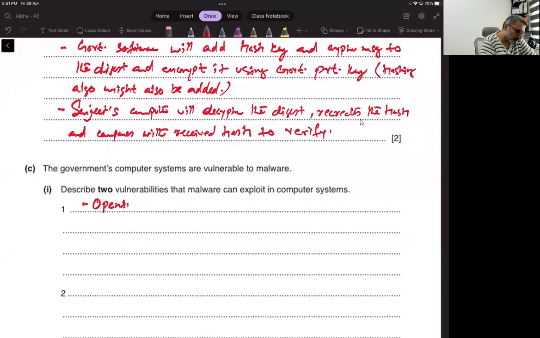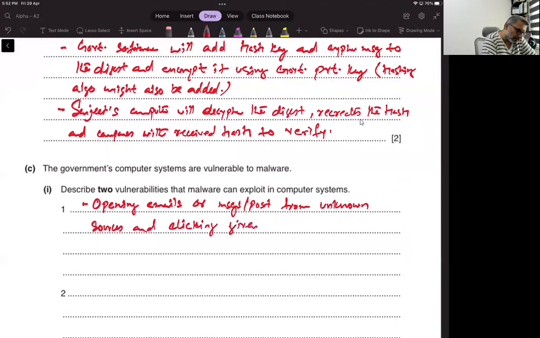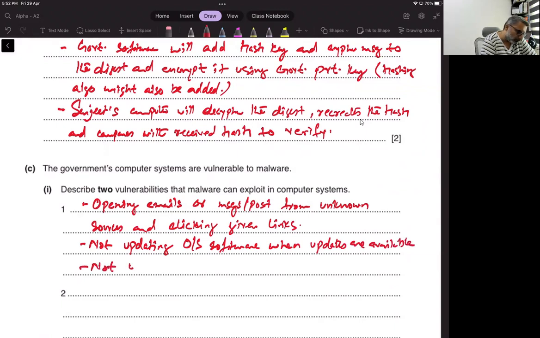Okay, so opening emails or messages or posts from unknown sources and clicking given links, not updating operating system software when updates are available, not updating virus definitions.